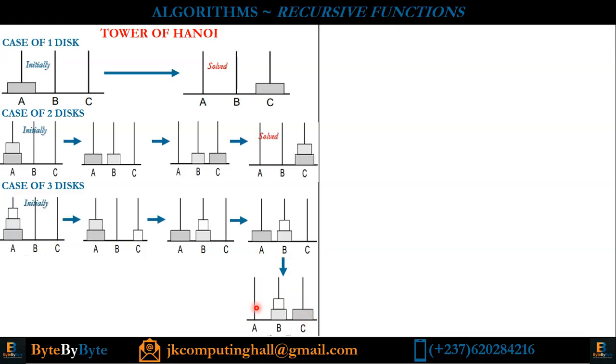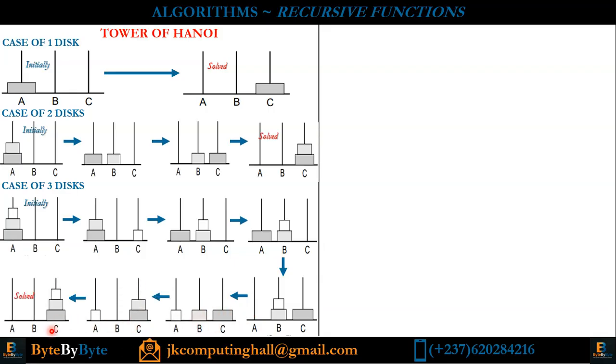Then this smaller one comes on A. Then on B, this one comes on C. And finally, the one on A goes on C. And my problem has been solved. So this is how the Tower of Hanoi is being solved for 1, 2, and 3 disks.